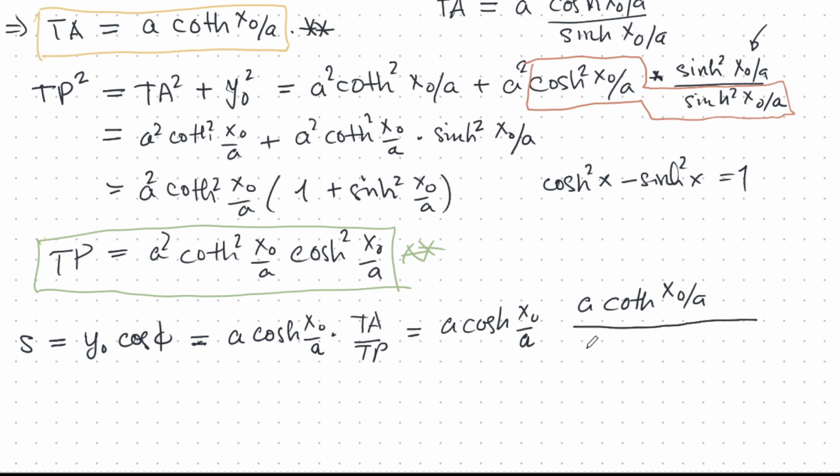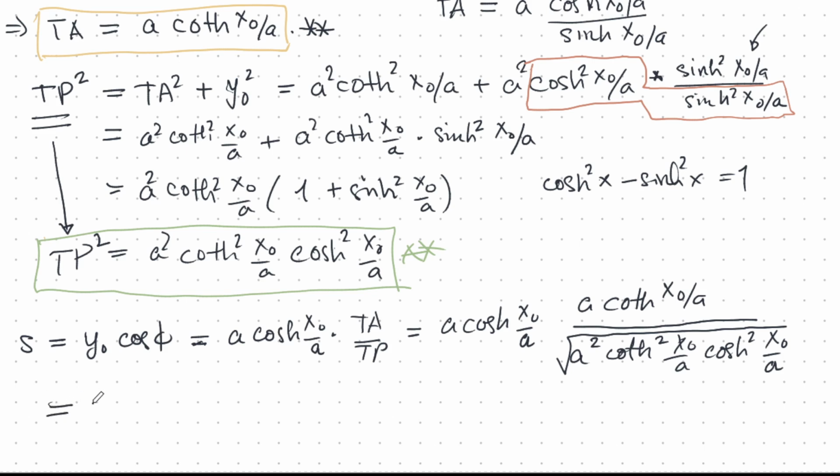And TP is a squared coth squared cosh squared x. Oh yeah, hold on. I have coth squared x0 over a cosh squared x0 over a. Okay, I need to square root this because, oh, I made a mistake here. This should be a square, TP squared. Okay, so I have to square root all of that.